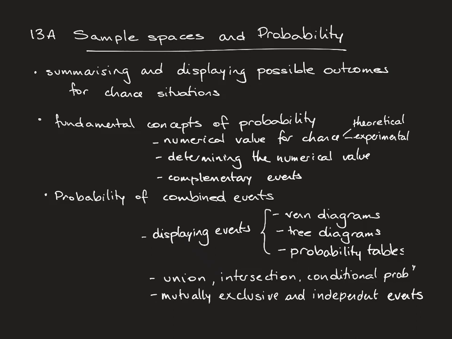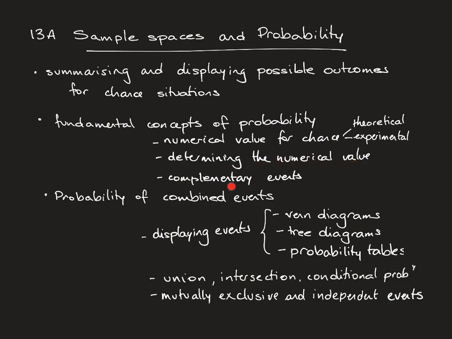In this video, we're going to look at basically a full revision of Year 11 methods probability. So we're going to look at summarising and displaying possible outcomes for chance situations using different sorts of sample space layouts and calculating probabilities of events. We're going to look at the fundamental idea of probability as being a numerical value for measuring chance, both a theoretical value and an experimental value. We're going to look at how you determine that numerical value.